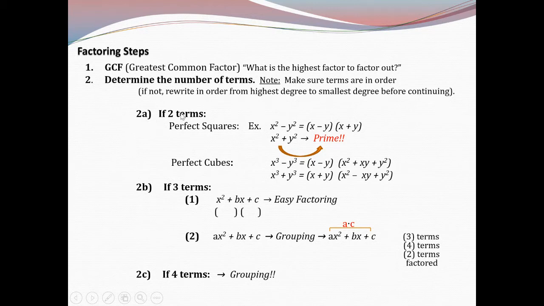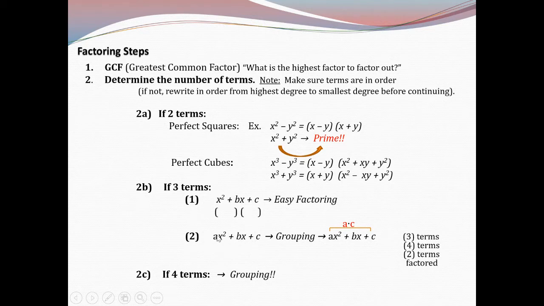And then if it has 2 terms, it's either going to be a perfect square or a perfect cube. If it has three terms, it's going to be x squared plus bx plus c. But I call it the easy factor because this is much easier than number 2 here. Number 2 here is ax squared plus bx plus c.